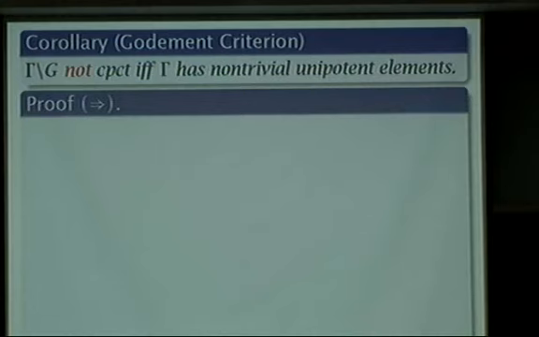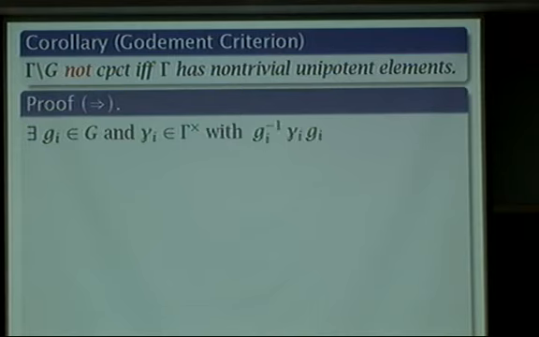In fact, this will prove both directions, but let's start by assuming G mod gamma is not compact, and show that there are unipotent matrices in gamma, a matrix that has no eigenvalues other than 1. The key is that we already know what it means to say G mod gamma is not compact. If it is not compact, then there are these g's and these gammas, so that when you take the limit, you get the identity. That's the condition we already have for compactness.